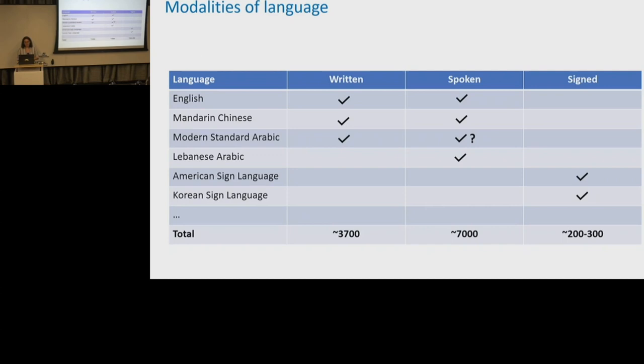And then there are sign languages that are signed, but neither spoken nor written. So no sign language has a standard written form. And if you were to look at the total number of different kinds of languages in the world, you'd see that there are about 7,000 spoken languages, of which about 3,700 have a written form, so slightly over half. And then two to three hundred, maybe a little more, signed languages that don't have a corresponding spoken or written form.